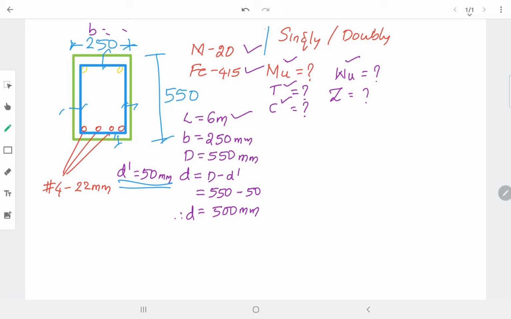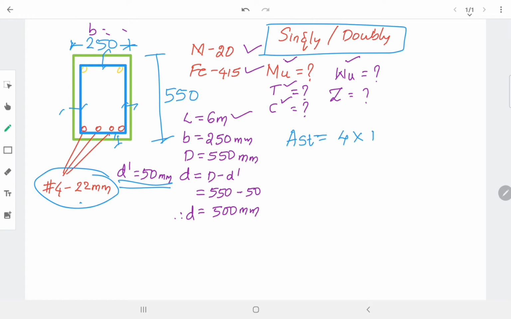Before finding the moment of resistance, I must know whether it is singly or doubly reinforced. Before finding that, I must calculate from the given data. What is the given data? Another parameter he has given is the Ast value. How much do you get? There are 4 numbers of 22 mm dia bars. Actually 22 is not available presently in the market, but still he has given it in the problem, so I'll take that one: four numbers of 22 mm dia.